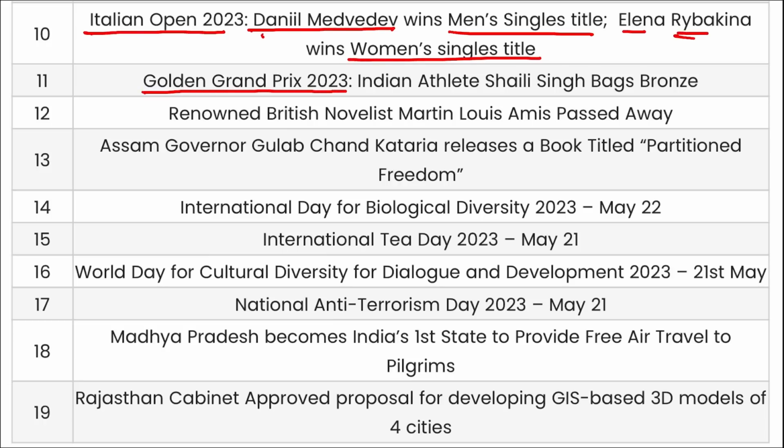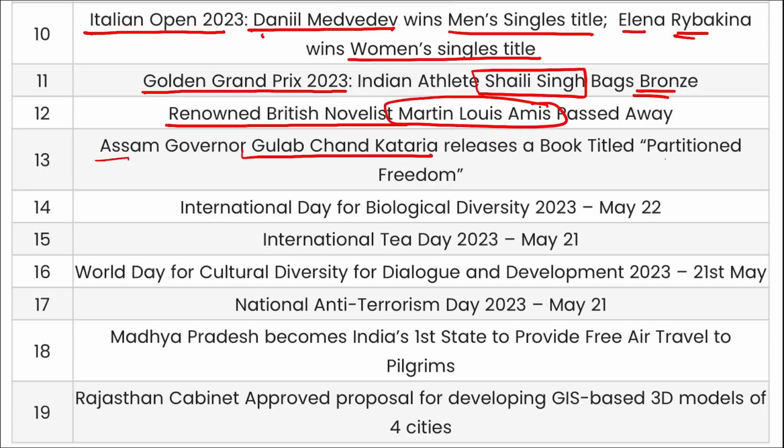Golden Grand Prix 2023 was held and Indian athlete Shelly Singh has bagged the bronze medal. Renowned British novelist Martin Lewis Amis has recently passed away. Assam Governor Gulab Chand Kataria released a book titled Partitioned Freedom. International Day for Biological Diversity on 22nd of May.